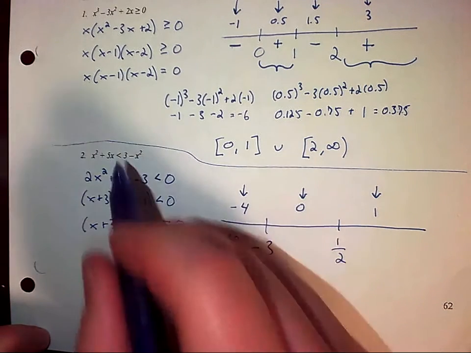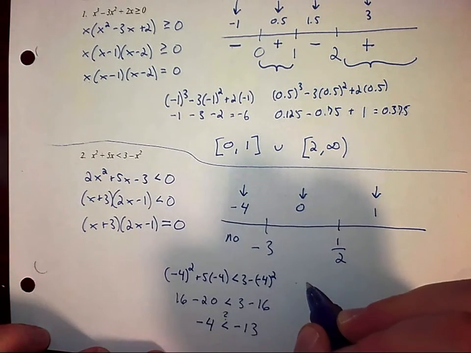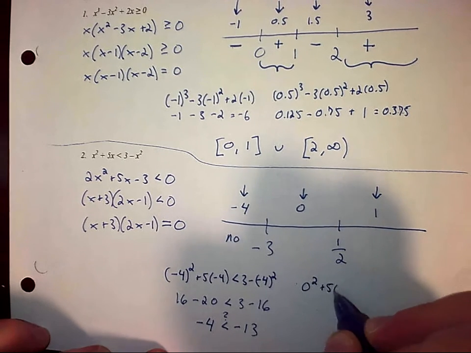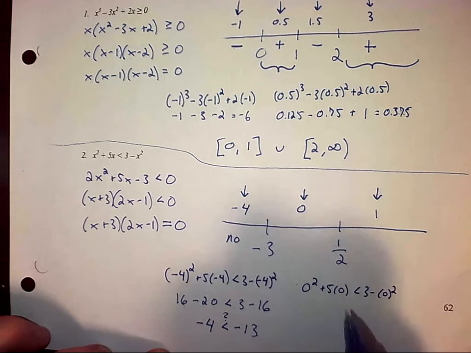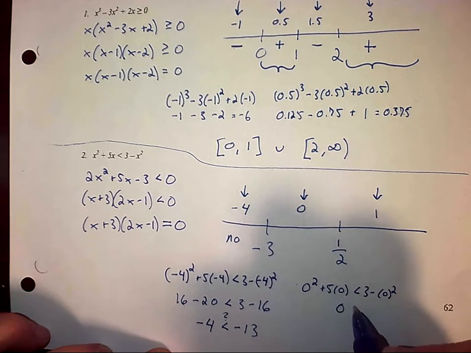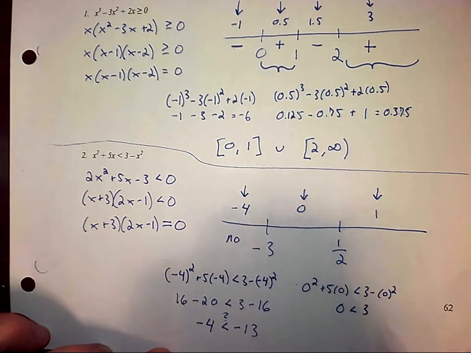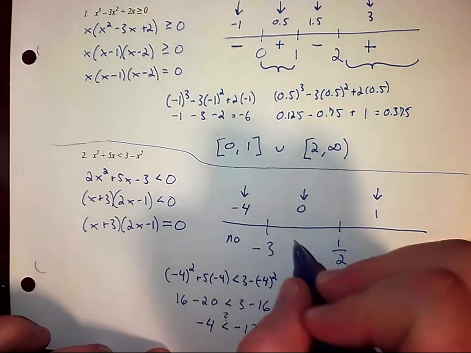We're going to plug 0 back into our original equation, which gives us 0 squared plus 5 times 0 is strictly less than 3 minus 0 quantity squared. Well, this right here is going to give us 0. Is 0 less than, strictly less than 3? Yes.